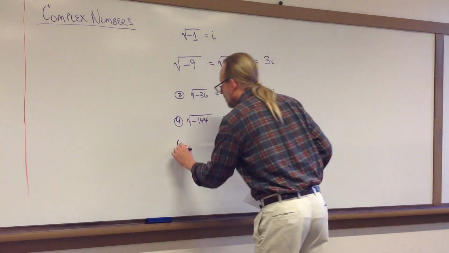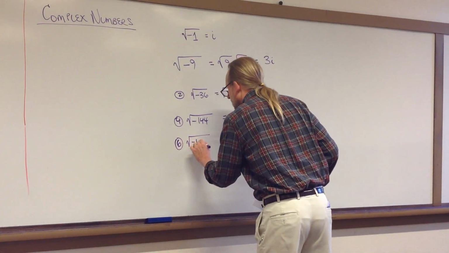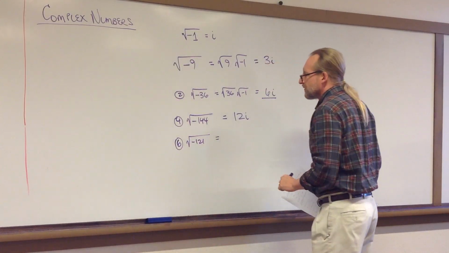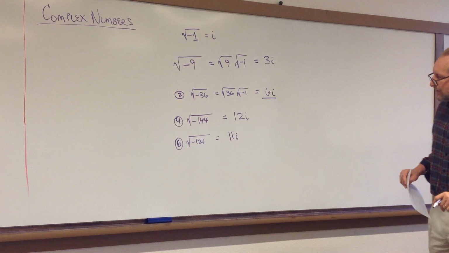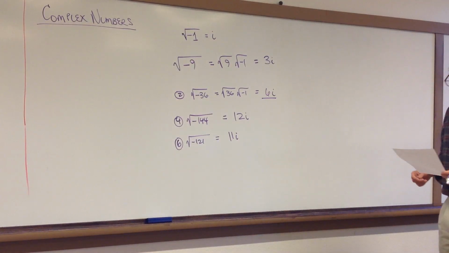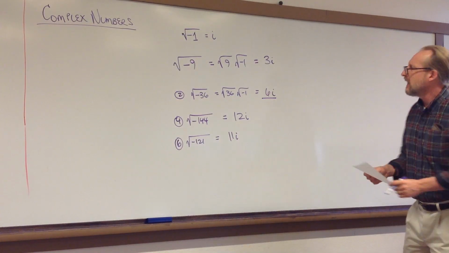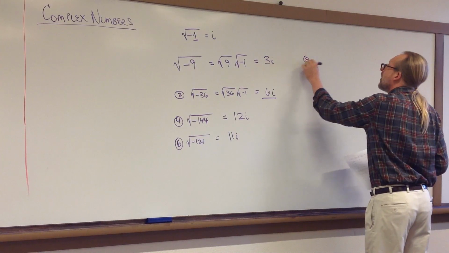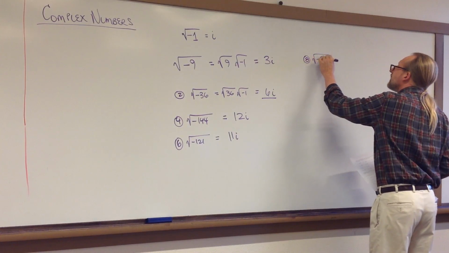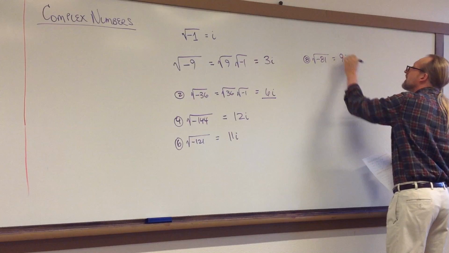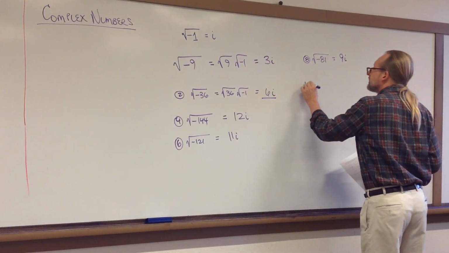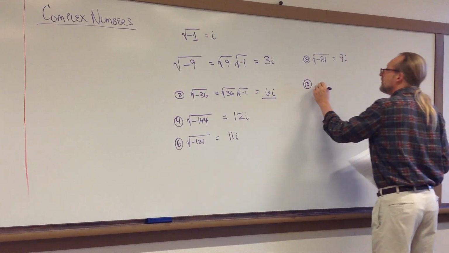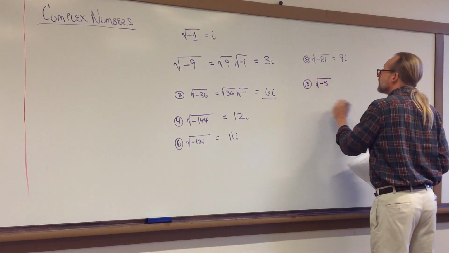Problem 6. Square root of -121. Square root of 121 is 11. And then square root of -121 will be 11i. And problem 8. Square root of -81 is going to be 9i. Okay, now in problem 10, we get to numbers that are not perfect squares.